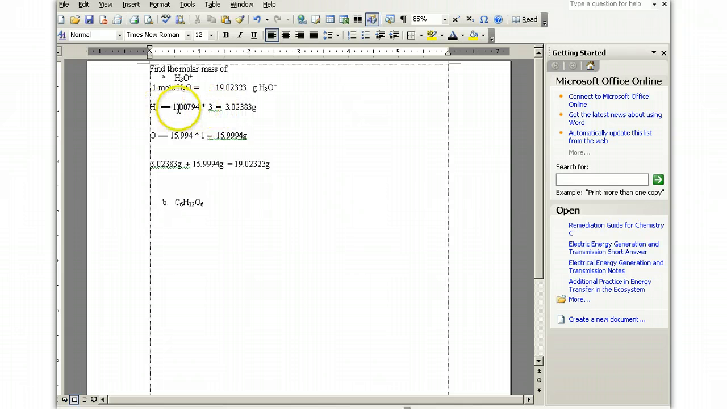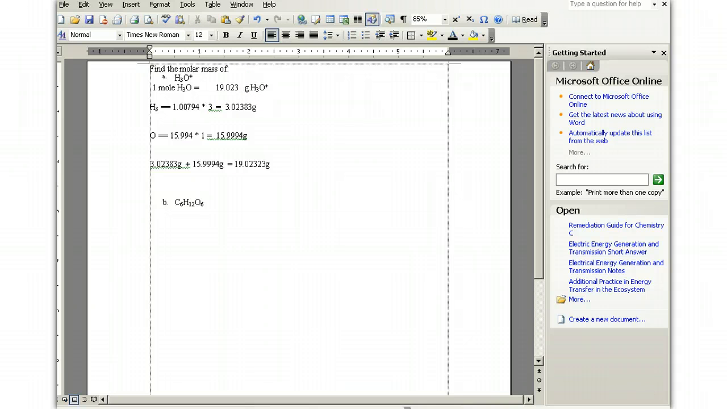Now, if we're going to be accurate about this, we have to make sure it's within the right number of places. So the one that has the least number of places is oxygen here, with 1, 2, 3, 4, 5. So technically, we take that off.